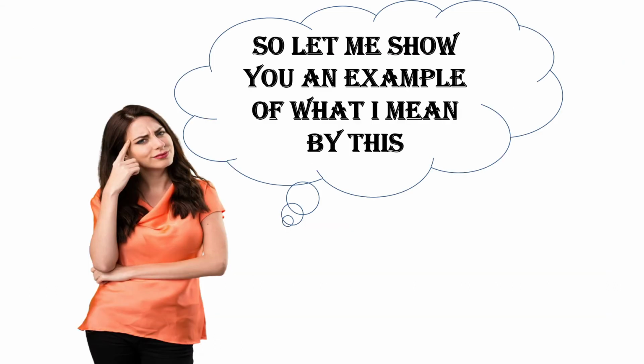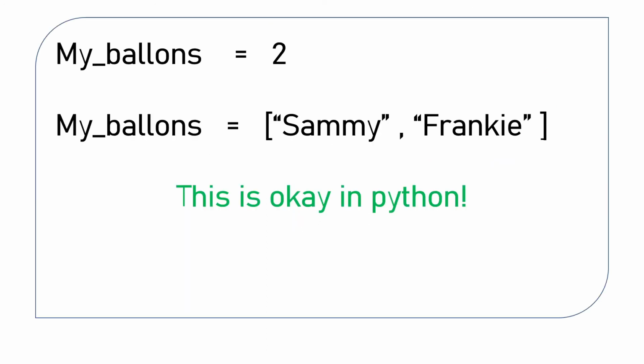Let me show you an example of what I mean by this. Suppose here I have assigned my_balloons equals 2. Then later in my code, I reassigned the same variable, my_balloons, to a different data type, that is a list, Sammy and Frankie. This is a different data type, in the form of a list. That's totally okay in Python.